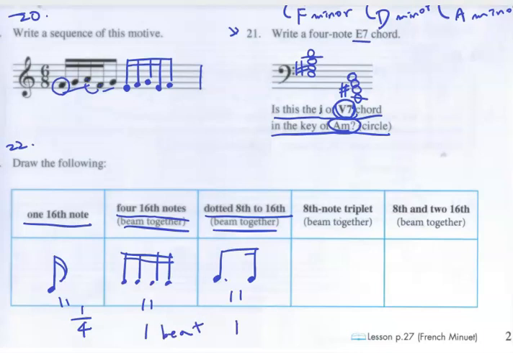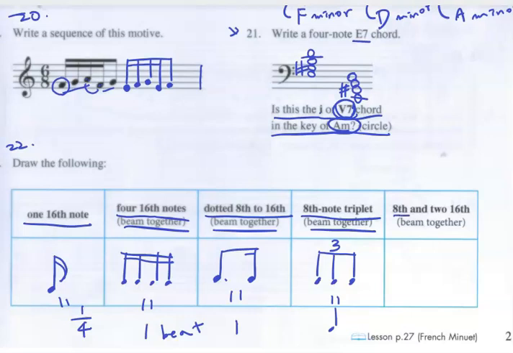Okay, let's move to the next one. 8th note triplet. Triplet beam together. Triplet, you have to draw 3. Okay, note heads and 1, 2, 3 stems and 1 beam, and you can write number 3. This one also counts, oh yeah, 1 beat. I'll just draw a quarter note. So it's like ta ta ta ta ta ta, triplet, triplet.